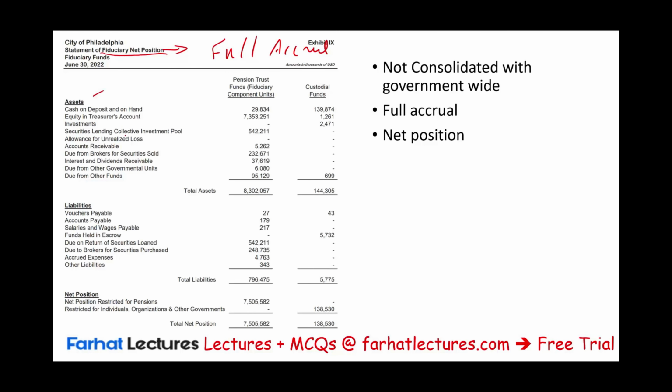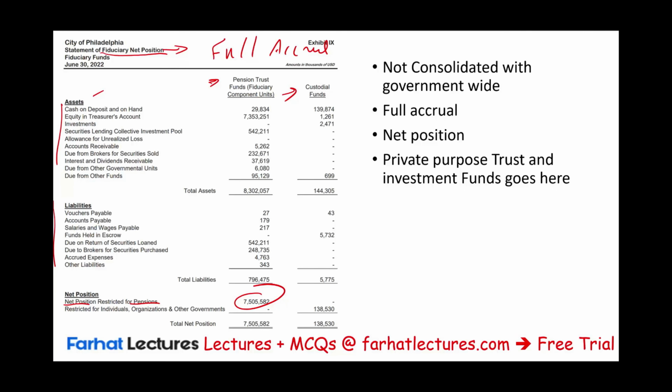From the net position, you would know that. Look, they have cash, they have liabilities. They could have long-term and short-term if they do, but they don't. But if they do, that's not a problem. And the difference between them is net position. Usually it's restricted. That's why it's called fiduciary. You're holding the money for someone else. You're the fiduciary. You are responsible for someone else. Here they have the pension trust fund. They have the custodial fund. You could also have under this category the private purpose trust fund, and the investment funds go here as well.